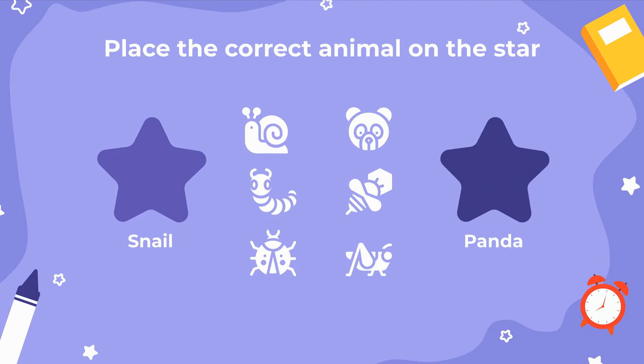Place the correct animal on the star. Pause the video here and see if you can figure it out. We're back and we'll be going over the answers now. For snail, we got the first animal. And for panda, we got the second animal.